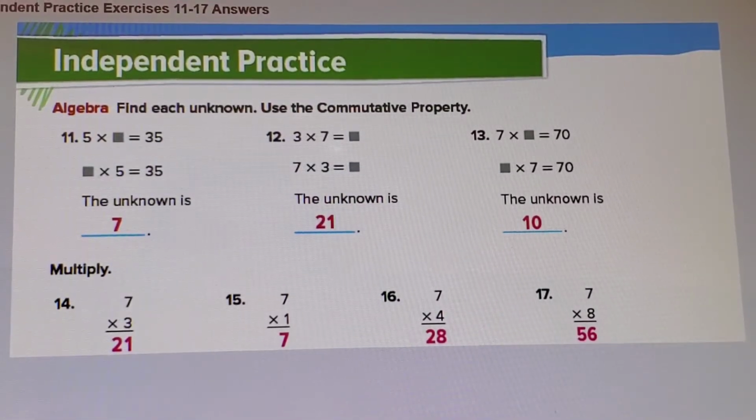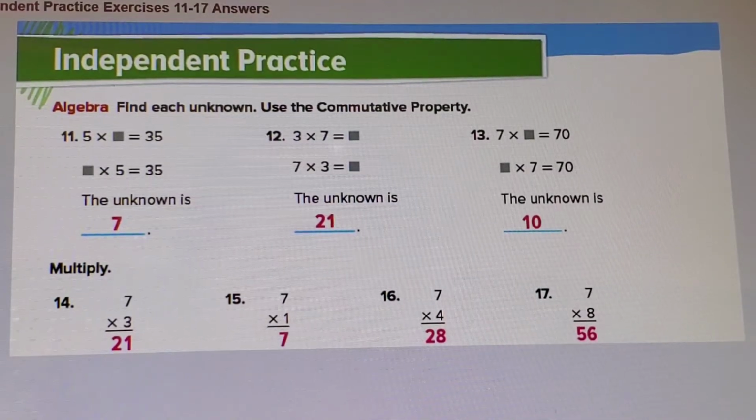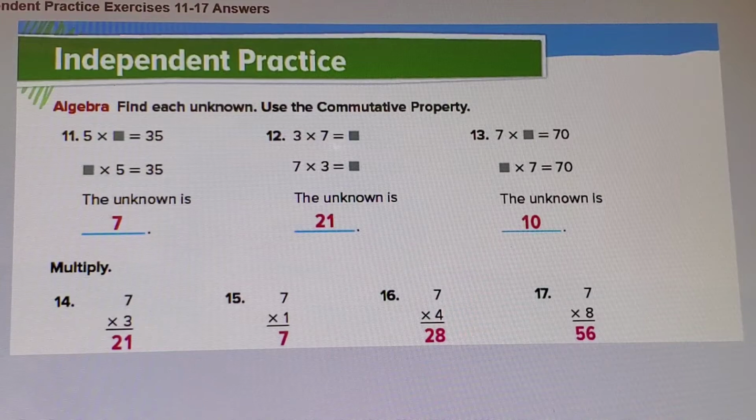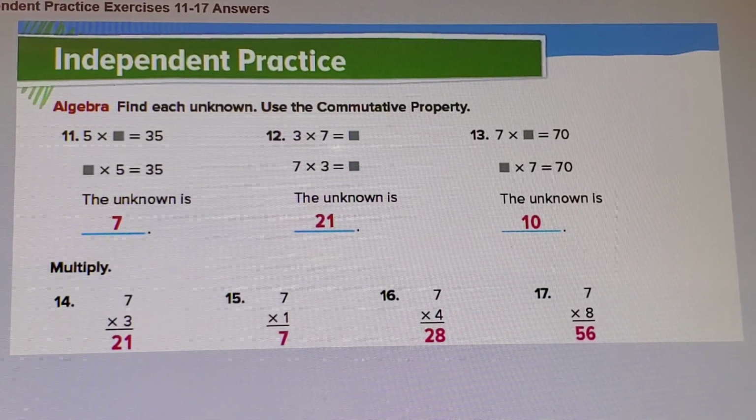Here are the answers. On number 11, 5 times 7, or 7 times 5 equals 35. 3 times 7, or 7 times 3 equals 21. 7 times 10, or 10 times 7 equals 70. On number 14, 7 times 3 equals 21. On number 15, 7 times 1 equals 7. On number 16, 7 times 4 is 28. And 17, 7 times 8 is 56.